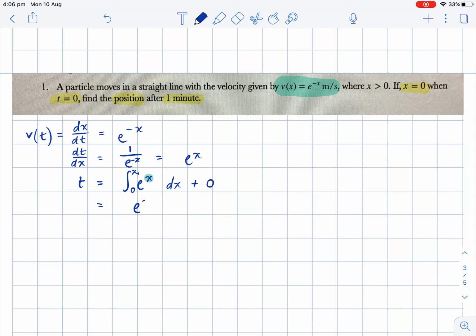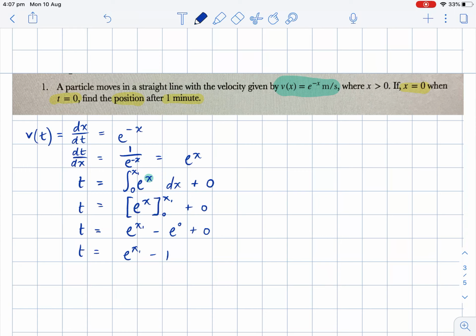So the integral of e to the x is e to the x, and I need to put in my terminals of x1 and 0, and I need a plus 0 on the end. So that gives me t equals e to the power of x1 minus e to the power of 0 plus 0, or t is equal to e to the x1 minus 1.